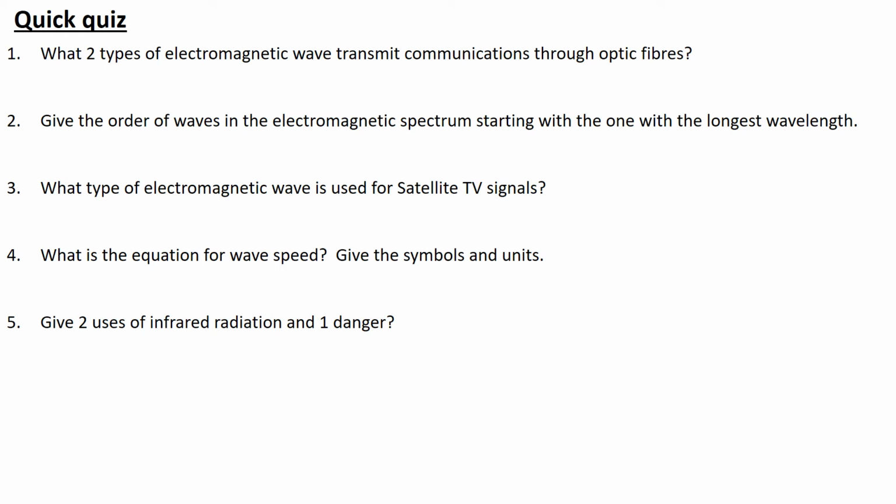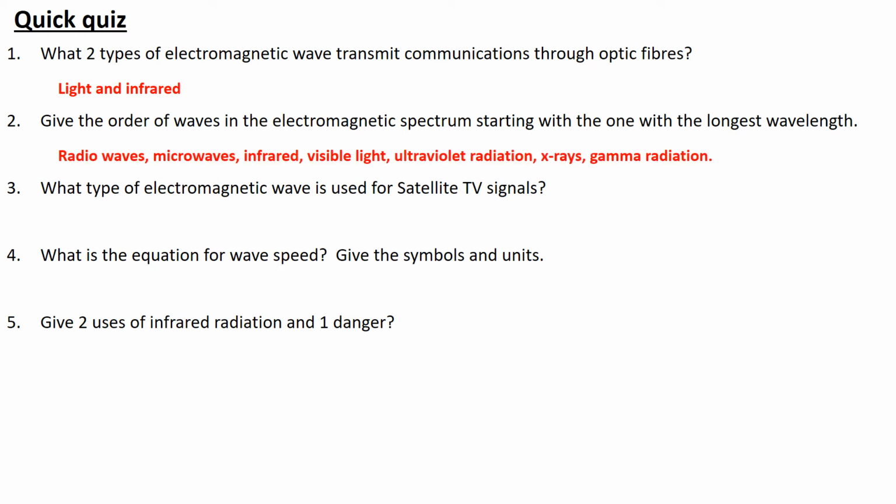So number 1, what are the 2 types of electromagnetic wave transmit communications through optic fibres? Light and infrared. Number 2, give the order of the waves in the electromagnetic spectrum, starting with the one with the longest wavelength. So there we are. Radio, micro, infra, visible, ultra, X-ray, gamma. Okay, remember to make up a mnemonic that you can remember those, but you do need to recall them in order. It's often worth like 4 marks in an exam, so it is worth learning those.